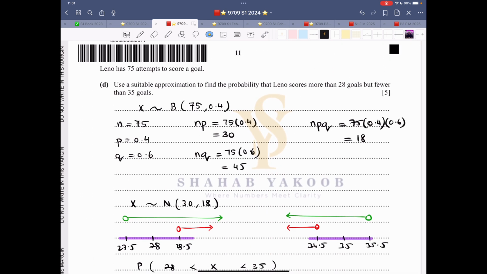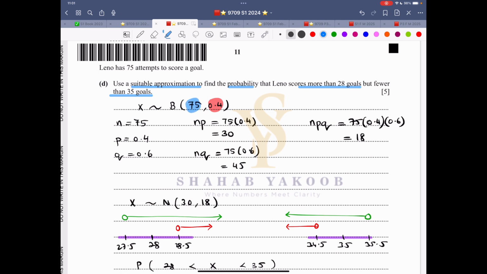So now it says Leno has 75 attempts to score a goal. Use a suitable approximation. Find the probability Leno scores more than 28 goals but fewer than 35 goals. So now the probability of success is the same as before, which is 0.4. And now the number of trials is 75. And now it's about suitable approximation. So what needs to be done? Number of trials is 75, probability of success is 0.4, probability of failure is 1 minus probability of success.